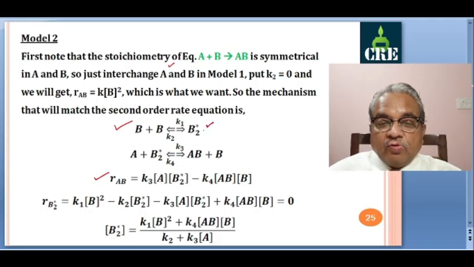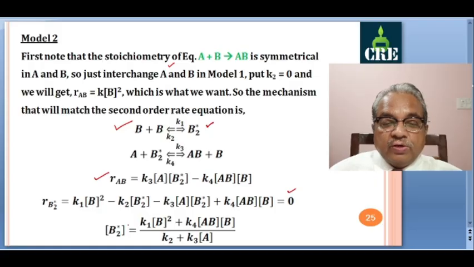Net rate of formation. So rate of formation of B2 star: all 4 reactions are involved. K1 into B square, you write here 2B is also okay, minus K2 into concentration of B2 star. Then B2 star is disappearing by the K3 forward rate, so minus K3 into concentration of A into concentration of B2 star. It is formed by this reverse reaction with rate constant K4, so plus K4 concentration of AB into concentration of B. Net rate of formation is 0.